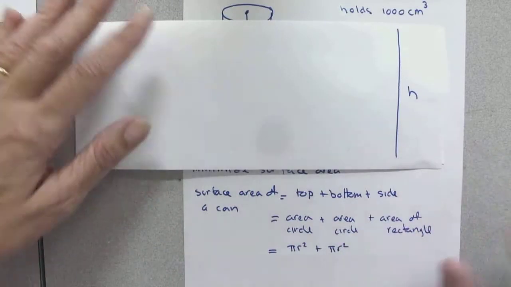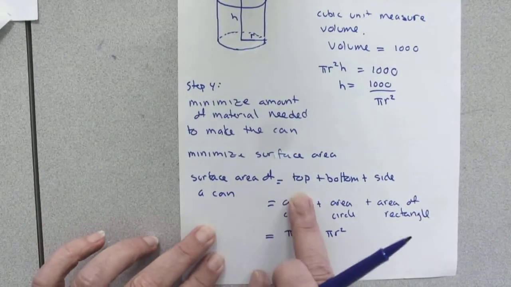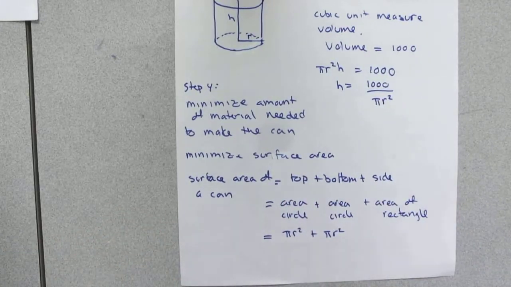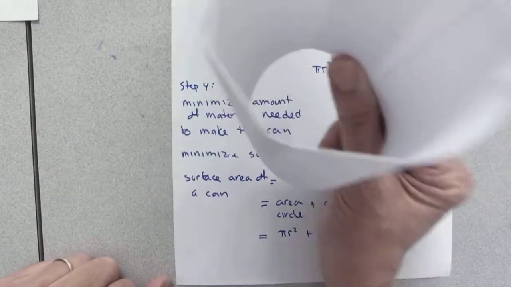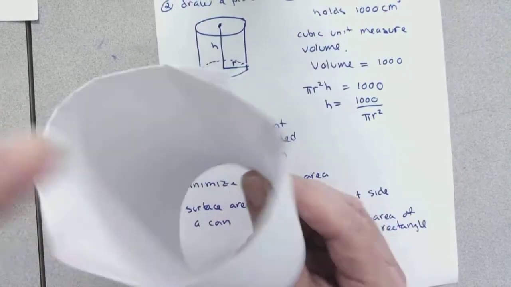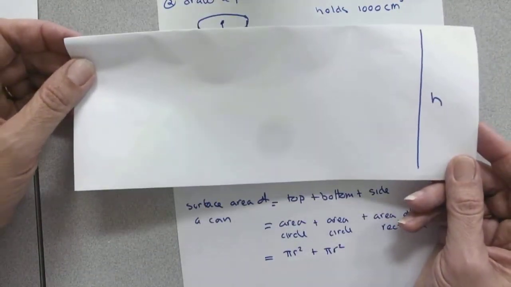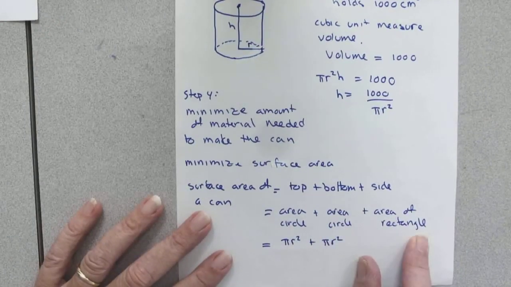So we were trying to figure out the surface area here. So the surface area of a can was the top plus the bottom plus what we're calling the side. And then I made us a little can here. And so we can see that the top and bottom are just circles. And then when we unrolled the can, the side is just a rectangle. So we had area of a circle, area of a circle, area of a rectangle.